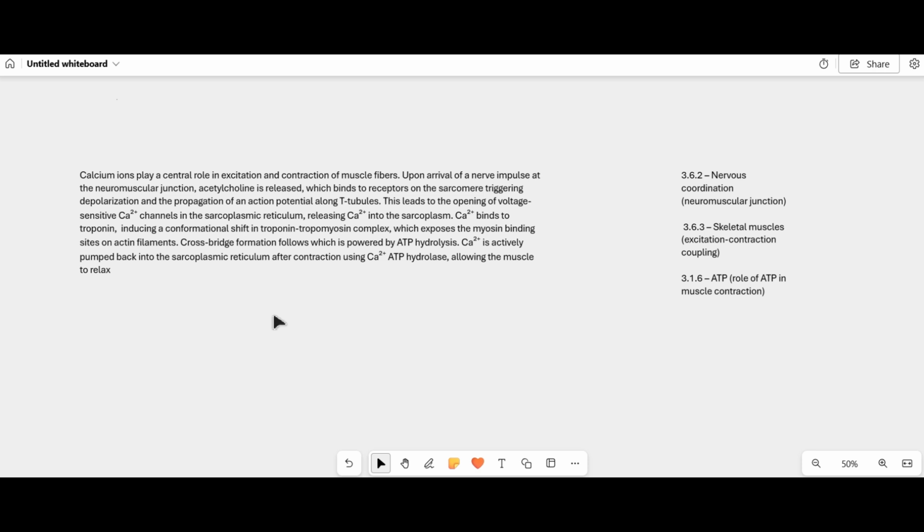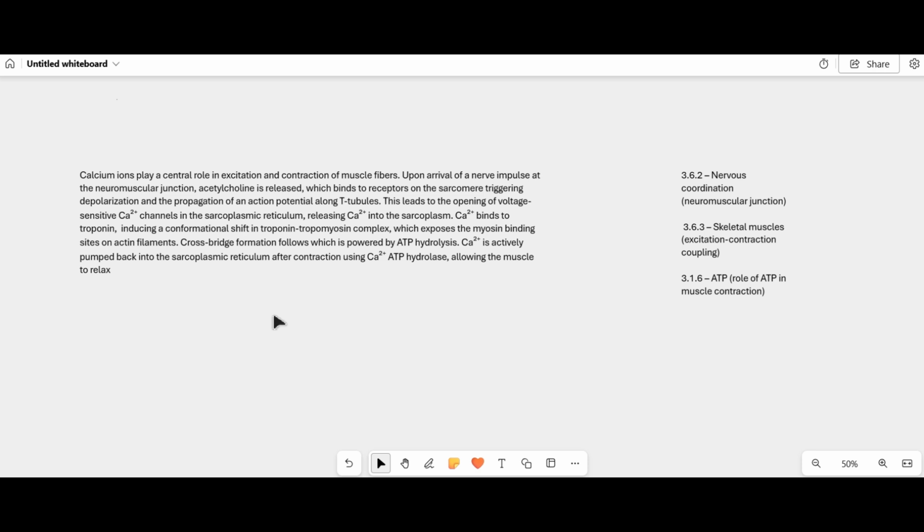Calcium binds to troponin, inducing a conformational shift in the troponin-tropomyosin complex. So obviously, that's like the safety cover around the muscle. That's going to prevent it from sticking. When it shifts, that creates a conformational shift. That's going to expose the myosin binding sites here on the actin filaments.